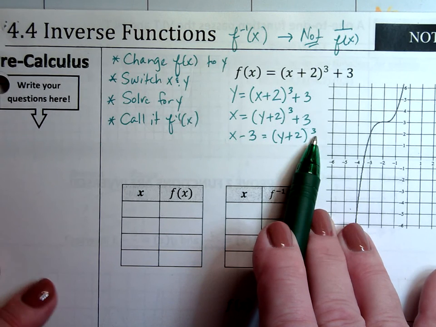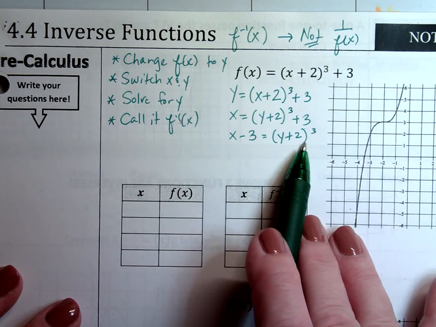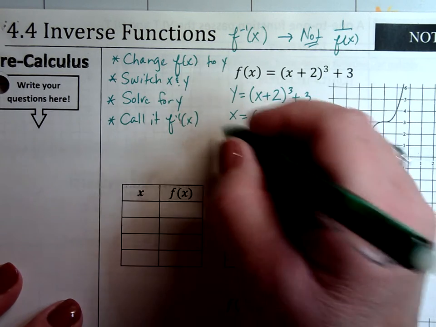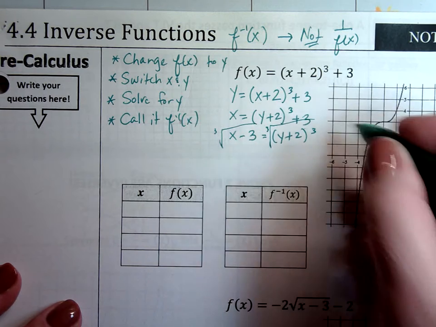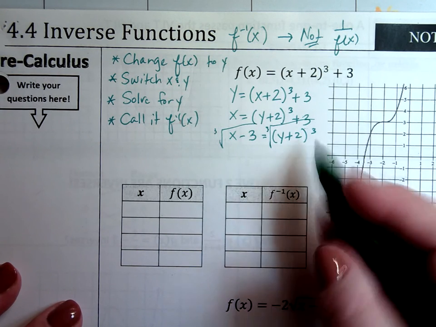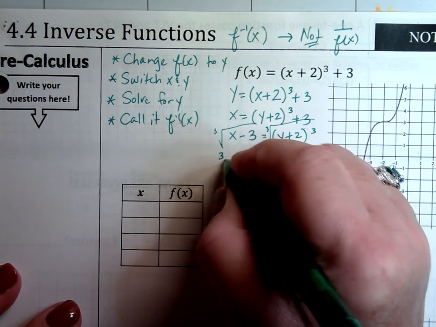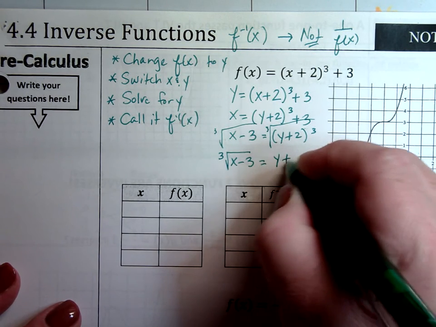In order to undo a cube, just like if you were to undo a square, you need to use the roots. So I'm going to cube root both sides. I'm going to cube root this side and this side, because if I cube root a cube, it undoes it. So here's what I'm going to have next: the cube root of x minus 3 on the left equals y plus 2.